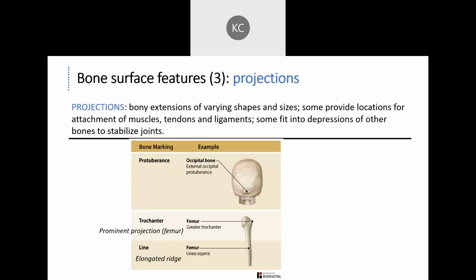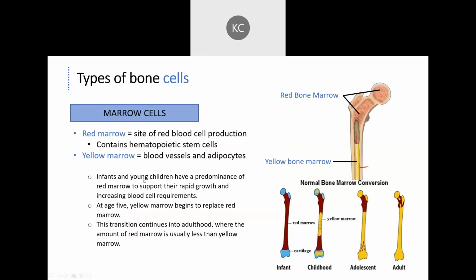All right, so we're going to stop here with part 2, and we'll pick up in part 3 by talking about marrow cells, getting into red bone marrow, yellow bone marrow, and then we'll talk about specific types of bone cells.